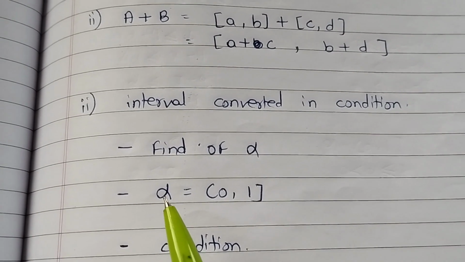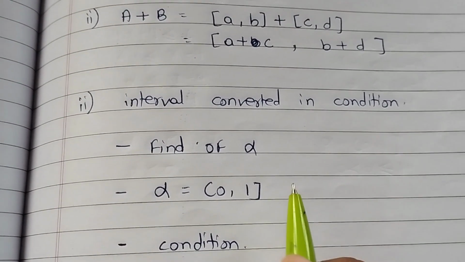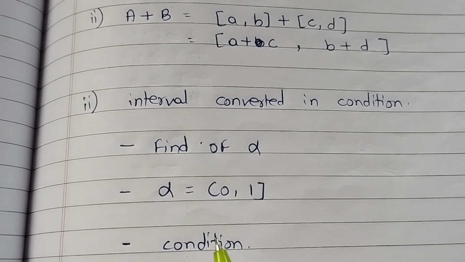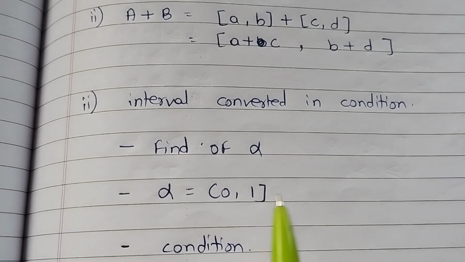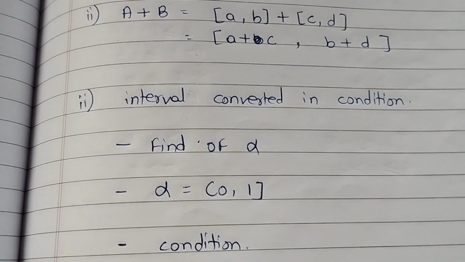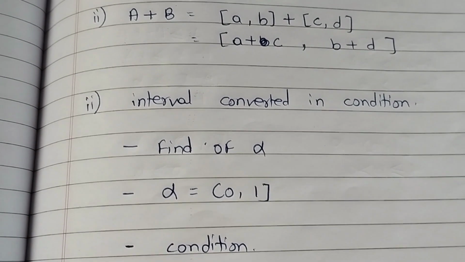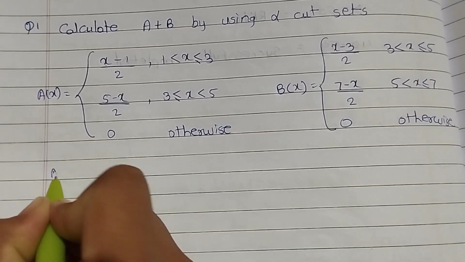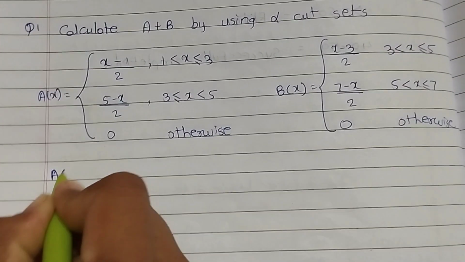When we find alpha, we get the equation, and when we find the condition with the help of 0 and 1, we get the limitations. So let's see how we find it. First we solve a of x.